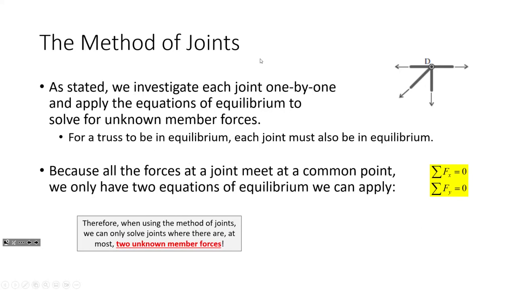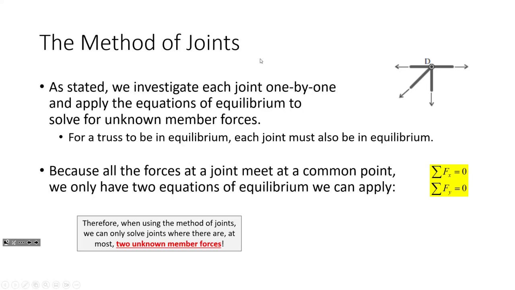Okay. So with the method of joints, what we're dealing with is a particle static system or a concurrent force system. The assumptions that we made basically guarantee that joint by joint, all of the forces are meeting at a common point. So the good news is that we only have two equations of equilibrium to deal with. The bad news is that we only have two equations of equilibrium to deal with.